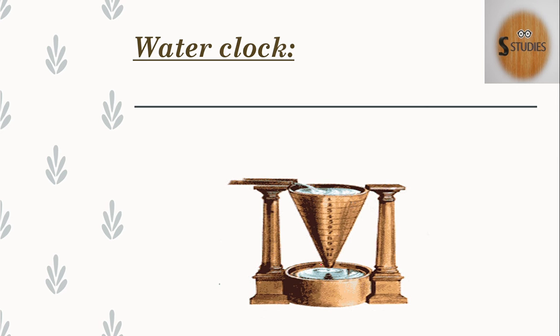Next, water clock. So this is a very old way of measuring time. It is the water clock. So this is a pipe through which water is laid down, and the water gets inside a funnel shaped tube. This funnel shaped tube is attached to pillars on both sides, and then we have some numbers written here: 1, 2, 3, 4, 5, 6.